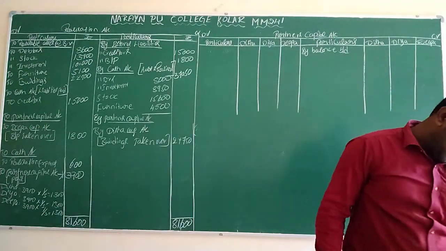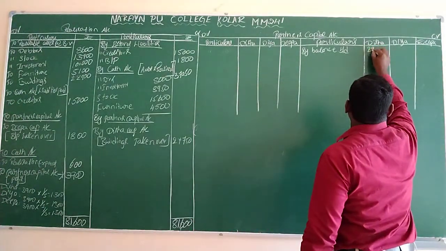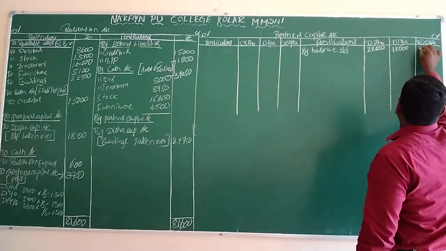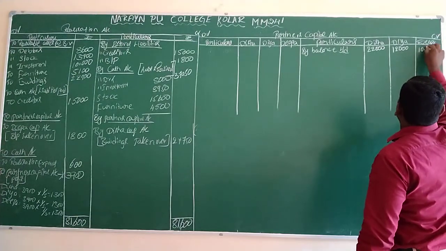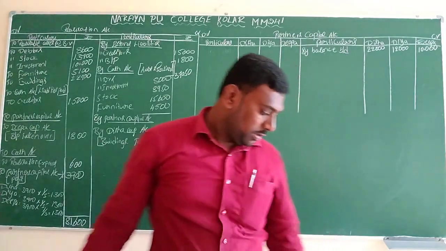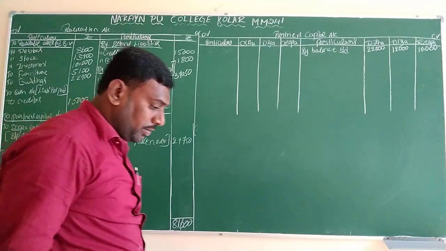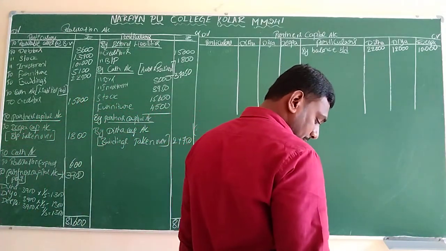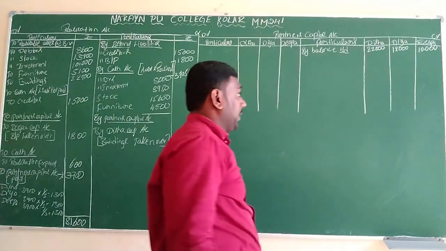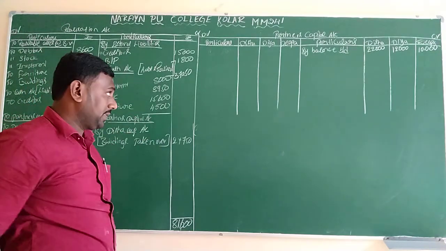So here they are given. First partner 22,000, second partner's capital is 12,000 and the third partner's capital is 10,000. So 22,000, 12,000 and 10,000. The balances are given.